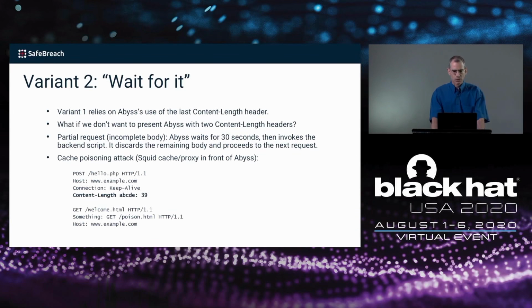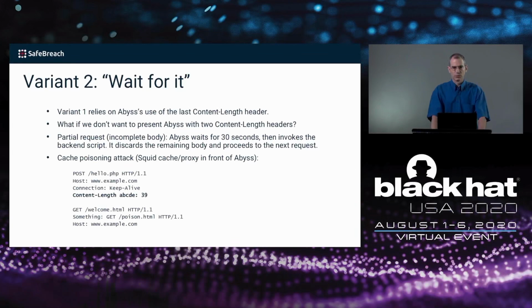So what would an attack look like? In this case, we have just the connection and the invalid content length header, in which case Squid will interpret this as a 0-length body request and will only send the headers to Abyss. Abyss expects 39 bytes in the body. It waits for 30 seconds, then invokes hello PHP.